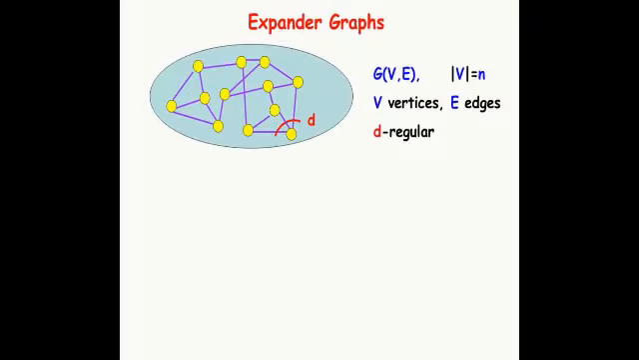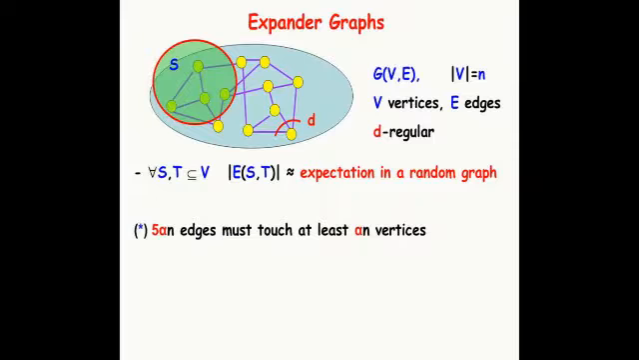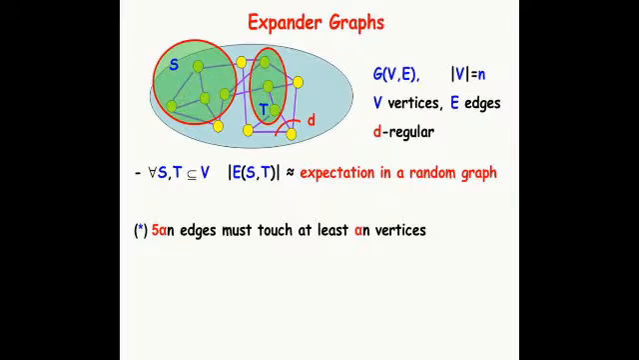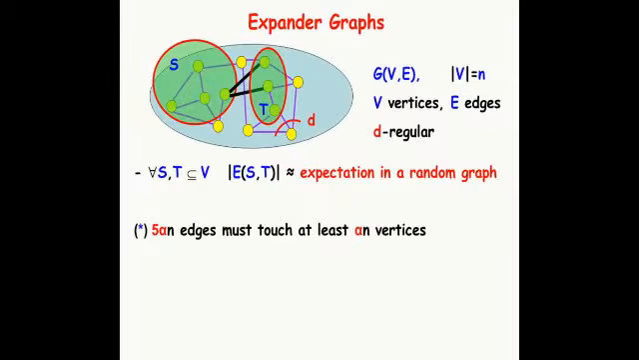Okay, so expanders, just a quick slide. Sparse graphs which are highly connected. In fact, they are what you should think of as a random graph, in the sense that for every two subsets, the number of edges between them is what you would expect in a random graph with the same degree. So the number n of vertices is large, but the degree is maybe fixed, or anyway small, regular.